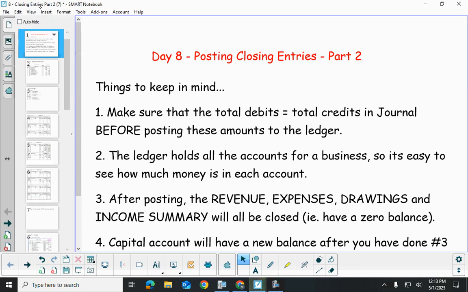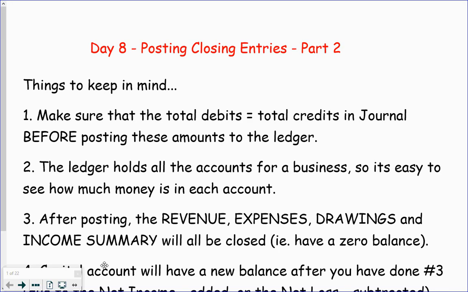Okay, so yesterday we learned about closing our temporary accounts, right? So we closed revenue to income summary. We closed expenses to income summary. We closed income summary to capital. We closed drawings to capital. We did those 4 steps and we recorded it in the general journal.